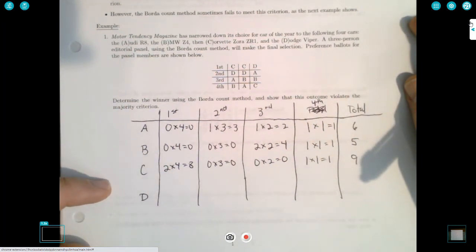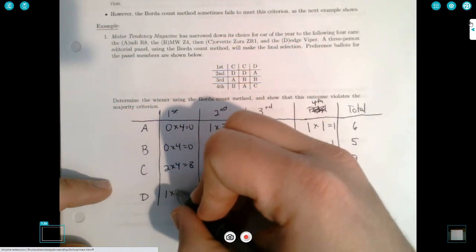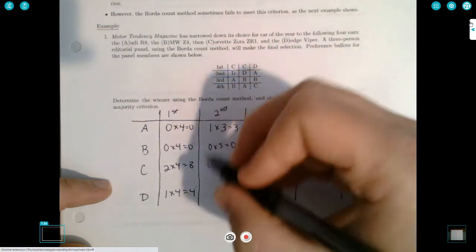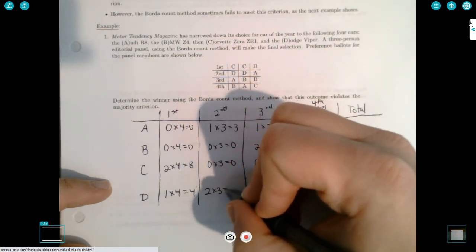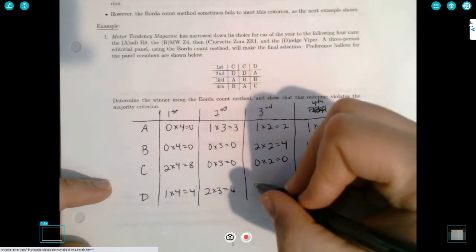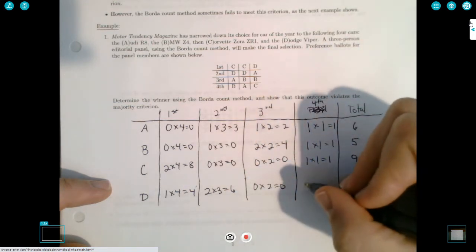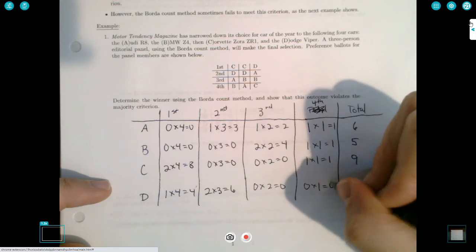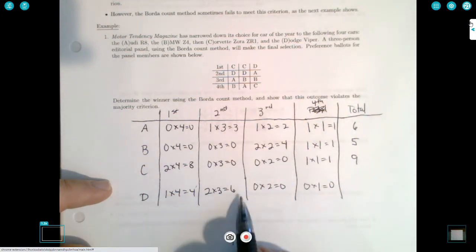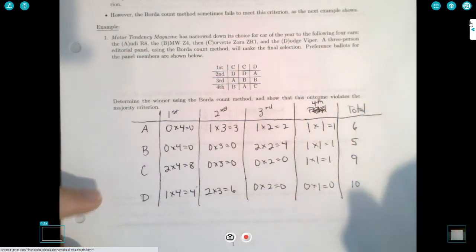And then finally for the Dodge, it won first place once, second place twice, third place 0 times, and fourth place 0 times. So that totals to 10 points. So the Dodge won 10 points.